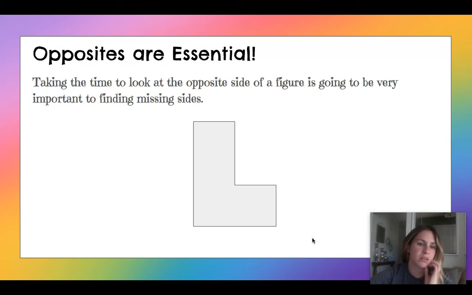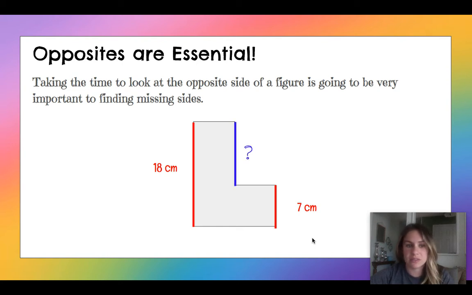Okay, so here's our shape. Right now we don't have any measurements on the sides, so let's put in some of the ones that we will have. We have 18 centimeters, and over here we have 7 centimeters. But we do not have this missing side.